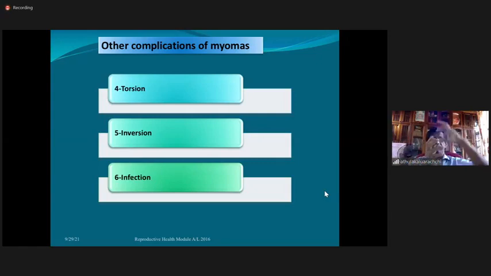Similarly here, if the fibroid is attached to the uterine fundus, it can keep on applying traction downwards, and over a period of time, it can undergo chronic uterine inversion. So these are two different things with two different outcomes. And also the fibroids can have infection as well. Okay.